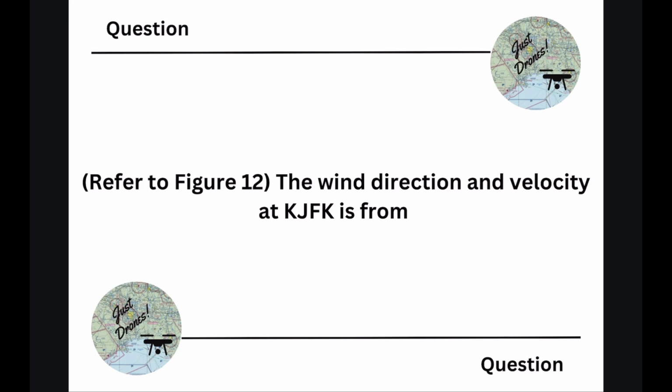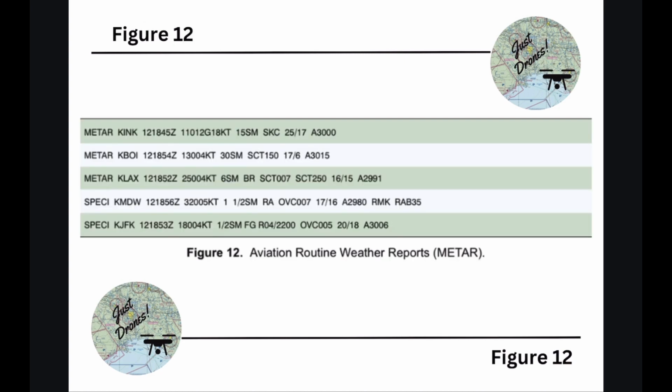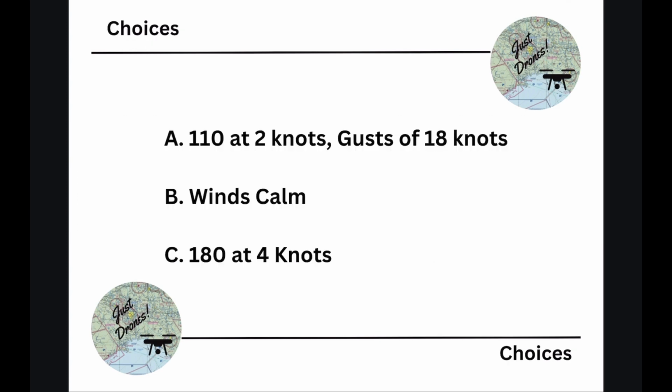The wind direction, okay, so it's another wind question, just worded differently, at a different airport. The wind direction and velocity at KJFK is from, so let's look at the report. We have figure 12 again. Nothing has changed. Okay, we have the report here. Now let's look at our possible answer choices. We have 110 at 2 knots, gusts of 18. So one of the same possible answer choices as the last one.